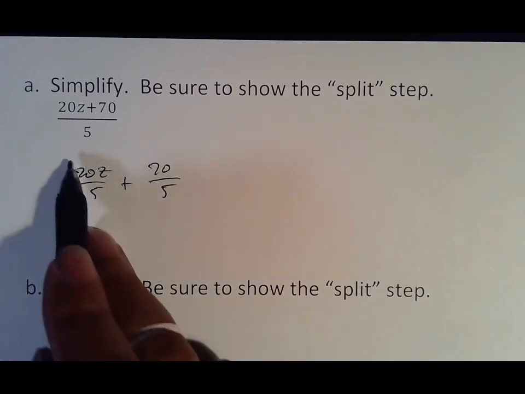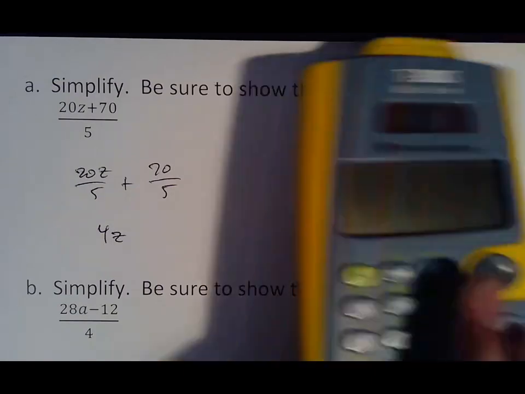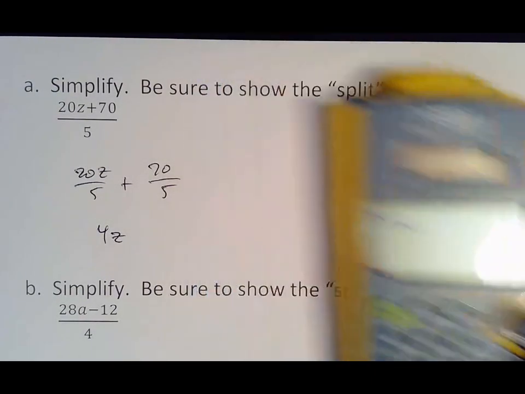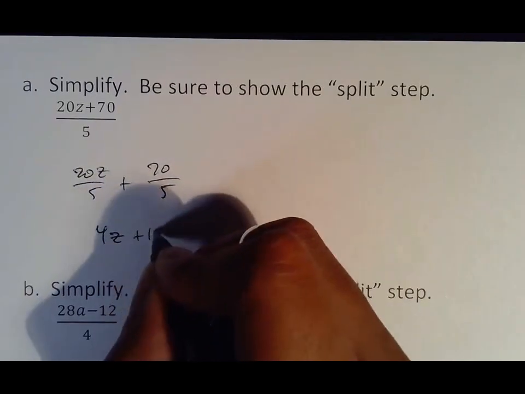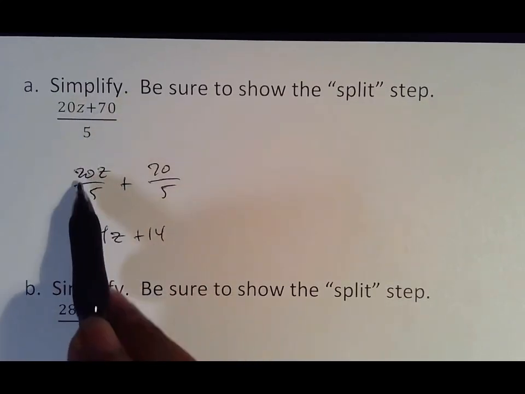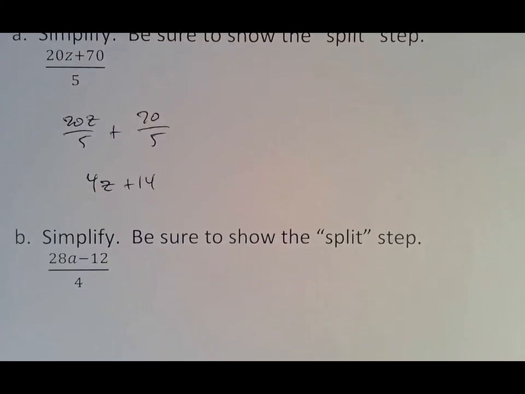And then what you'll do is 20 divided by 5 is 4, bring down your z. And 70 divided by 5, if you don't know, just do 70 divided by 5 in your calculator, which is 14. And that would be your final answer. All right. So again, the first thing you do is you split it. The second thing you do is you divide both of them so you get to where you need to be.